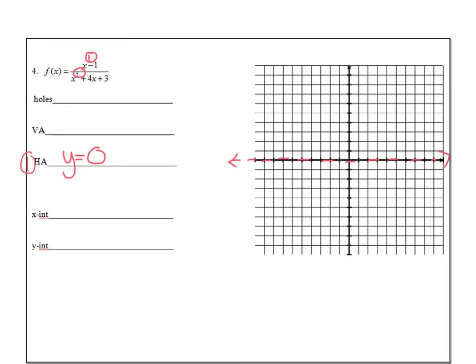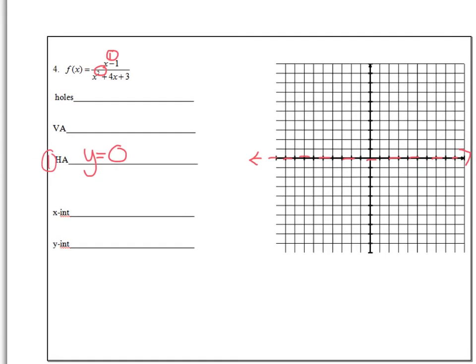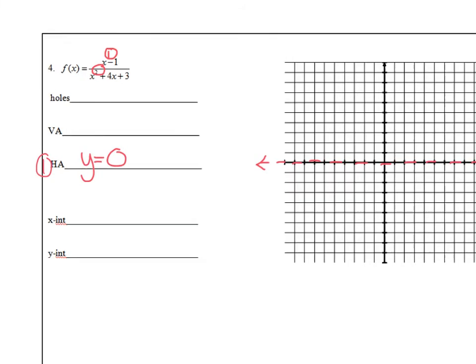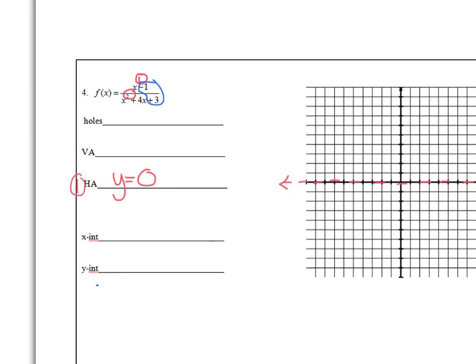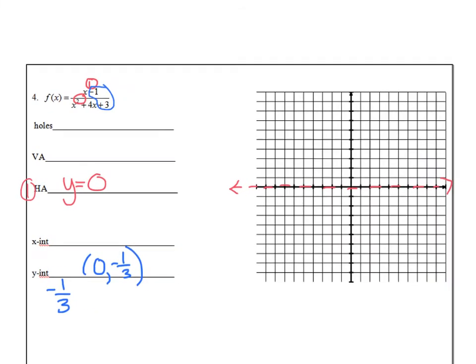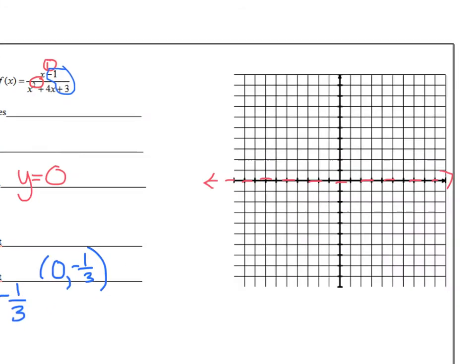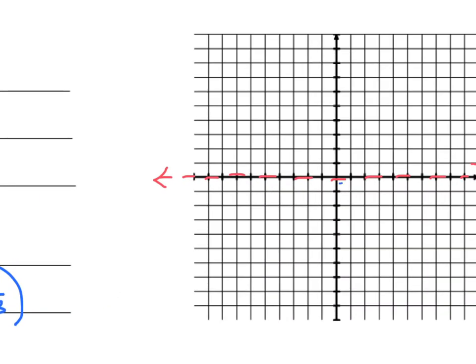The next thing we look for is the y-intercept. Again, for the y-intercept, we're looking for our constants that don't have a variable. And in this case, it's a -1 on top and a +3 on the bottom. So -1/3. Well, I can't simplify that. There's only one negative. So our y-intercept is (0, -1/3). So let's plot that point. That's just going to be a little bit below 0 on the negative side.